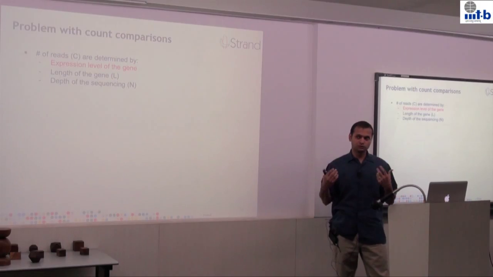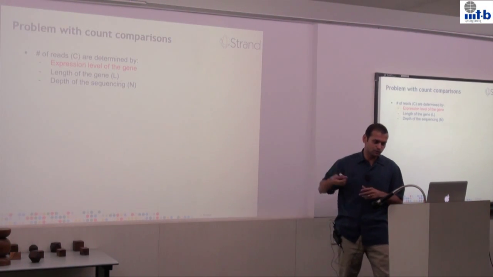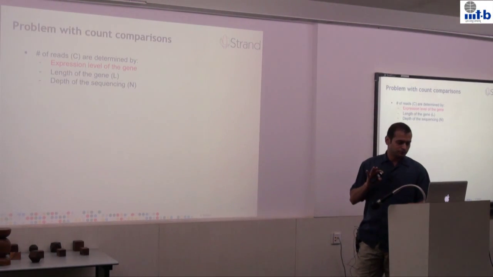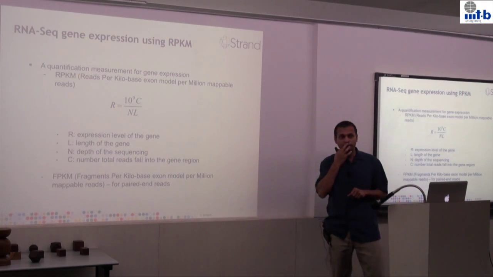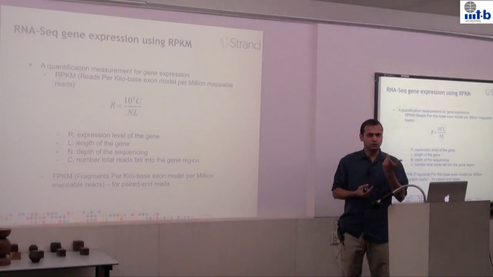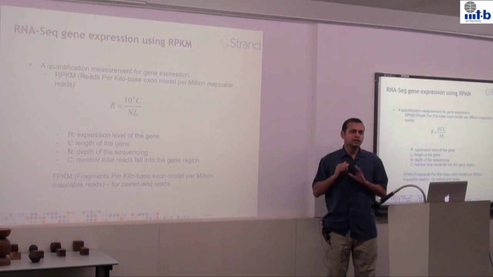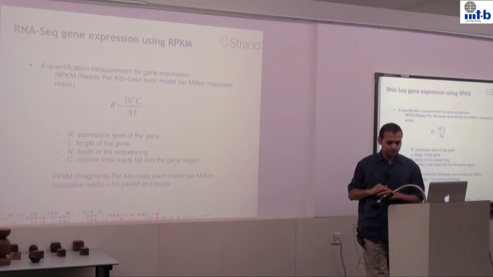So you want to normalize for that fact, and that normalization is very easy, right? The depth of sequencing normalization is easy, length is also easy. What people typically do to normalize that is something called RPKM. So I'm just going to look at the C, which is my count of reads on the gene, and then divide by the length of the gene, and then divide by the sequencing depth, and use that as a proxy for the expression of the gene.